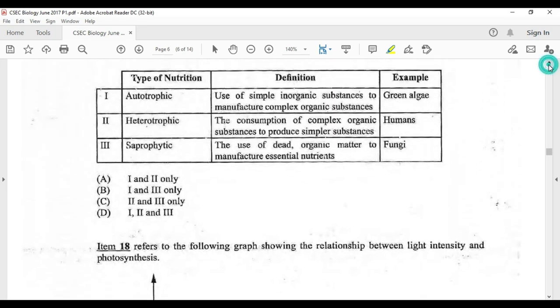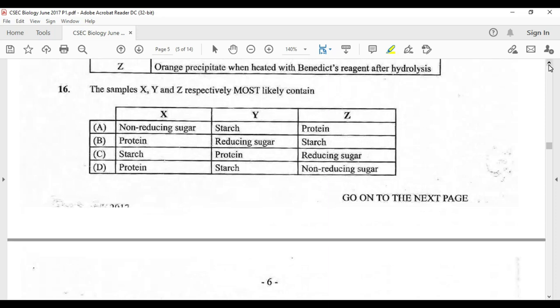And I am sure you can do a better job than you're doing now. Alright, so D is going to be our answer here. D, remember we said protein, starch, non-reducing sugar. Alright, so we move on to the other question.